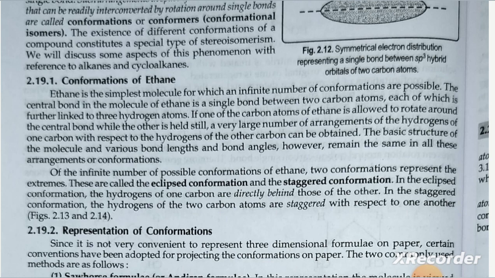Of the infinite number of possible conformations of ethane, two conformations represent the extremes. These are called eclipsed conformation and staggered conformation. In the eclipsed conformation, the hydrogens of one carbon are directly behind those of the other. In the staggered conformation, the hydrogens of the two carbon atoms are staggered with respect to one another. Figure 2.13 and 2.14.